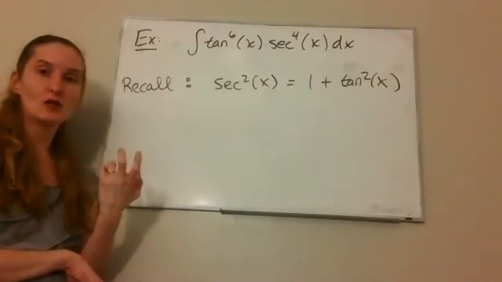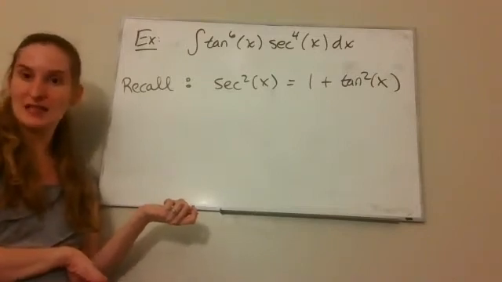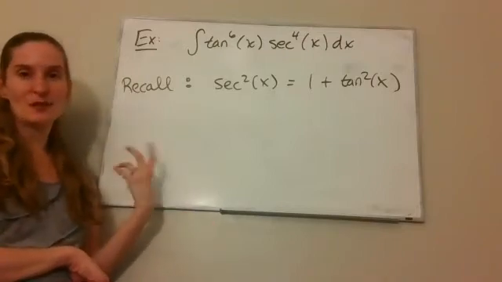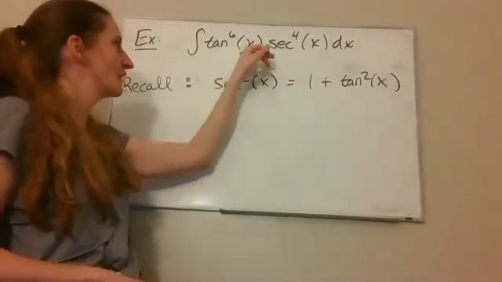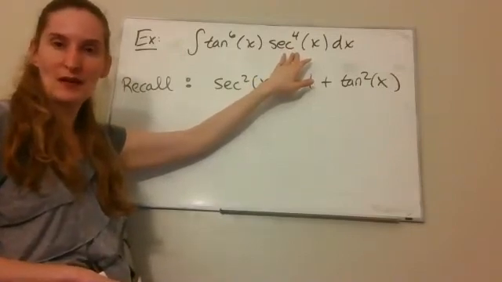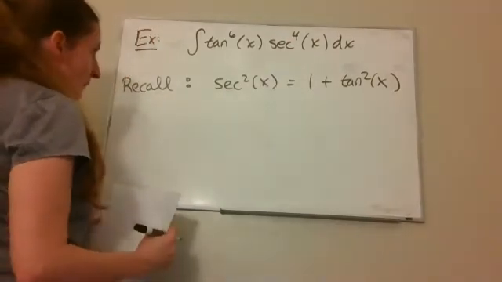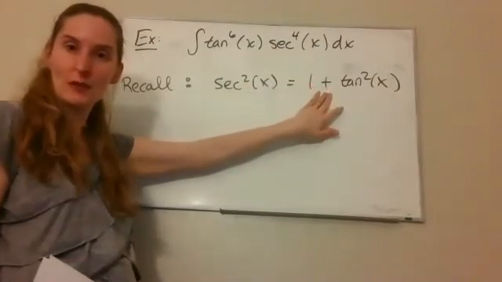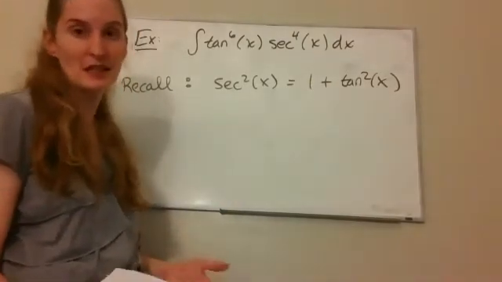Now, if I had u equals tangent, I would need a secant squared to serve as my du. If I did u equals secant, well, then my du would have to be a secant times the tangent. Now, I notice that I have tangent to the 6th, secant to the 4th. Secant to the 4th is secant squared squared, or you can think of it as secant squared times secant squared. I can turn one of those secant squareds into 1 plus tangent squared, and I can leave the other secant squared alone to serve as my du.